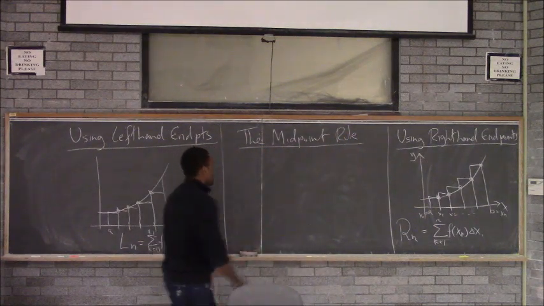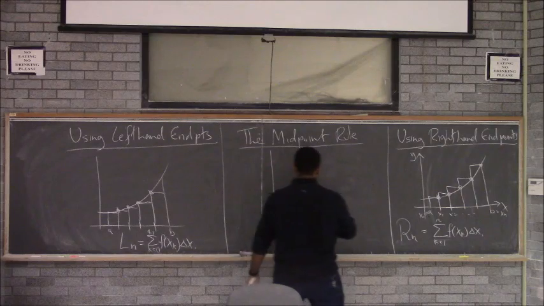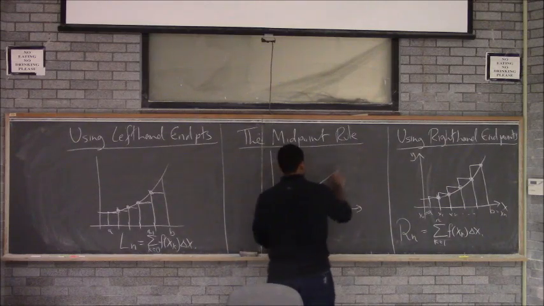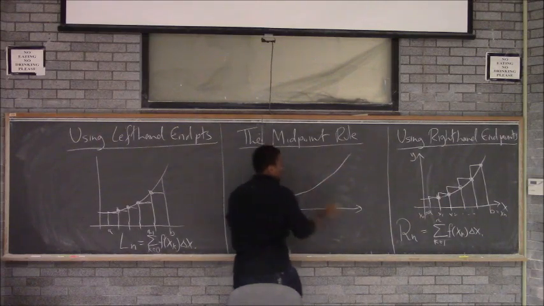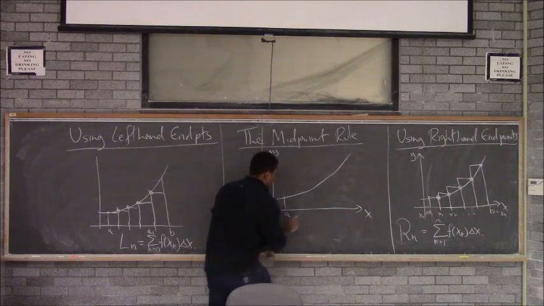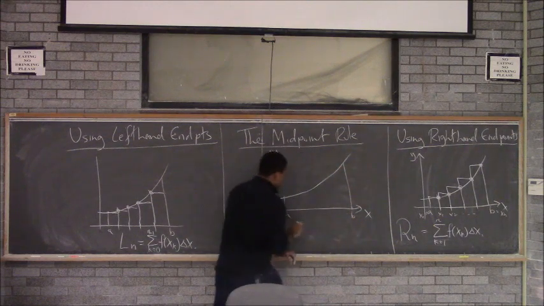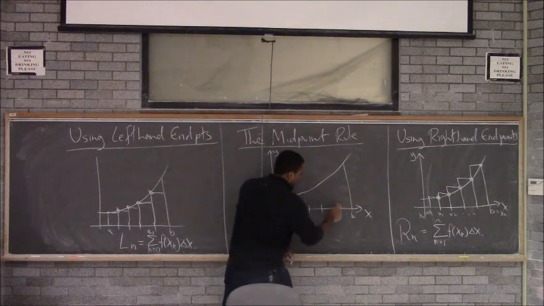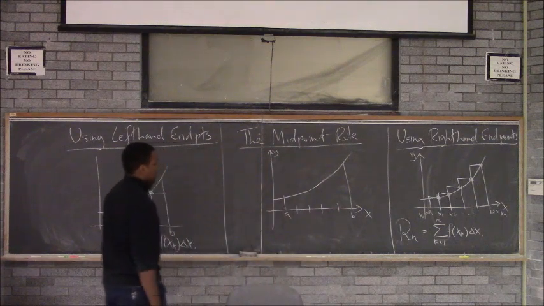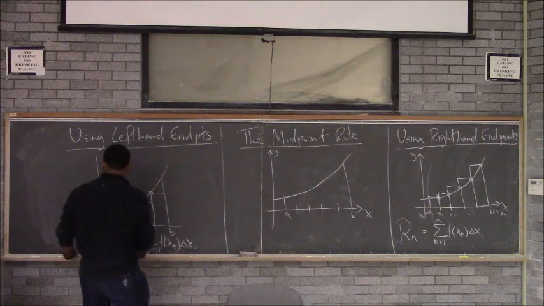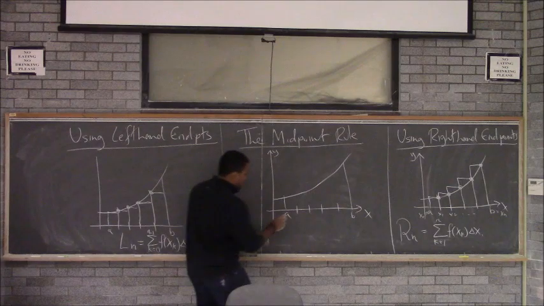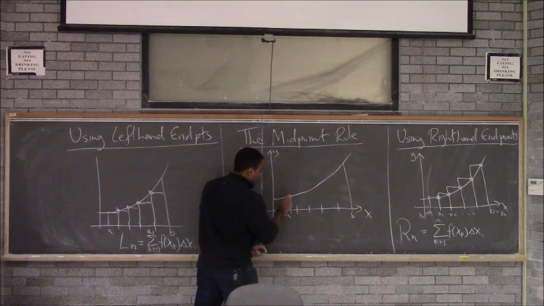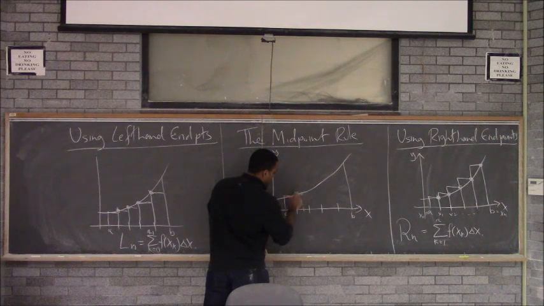Approximation. So how you would set this one up with the same function. Here's A, here's B. You're going to dissect it just as you did the other times. But the difference now is you're going to use the middle of each subinterval to create the height of your function.